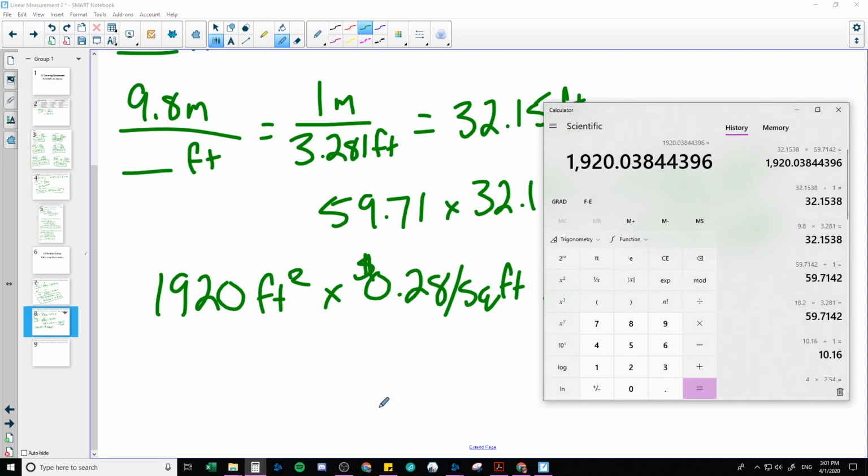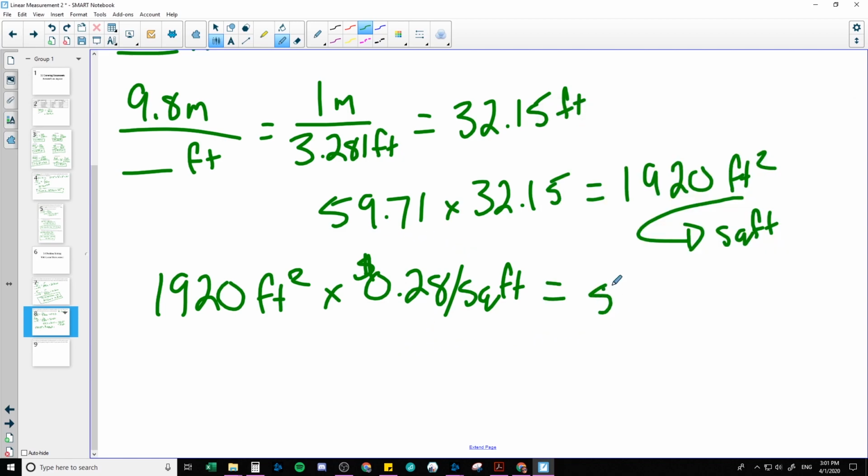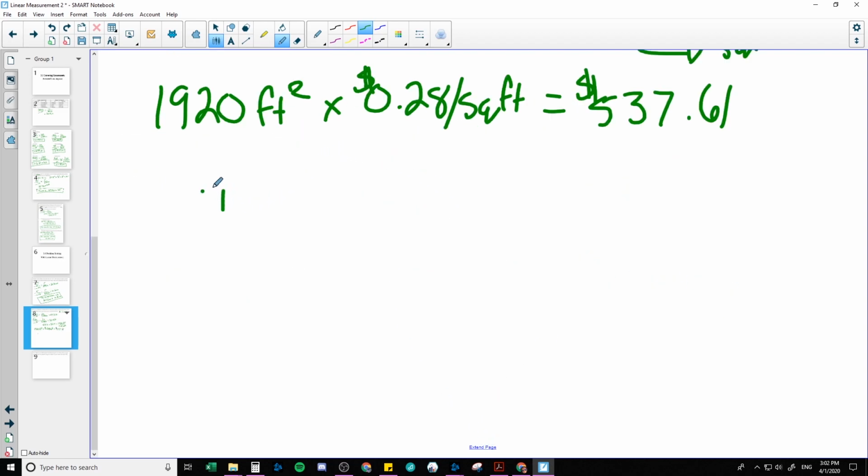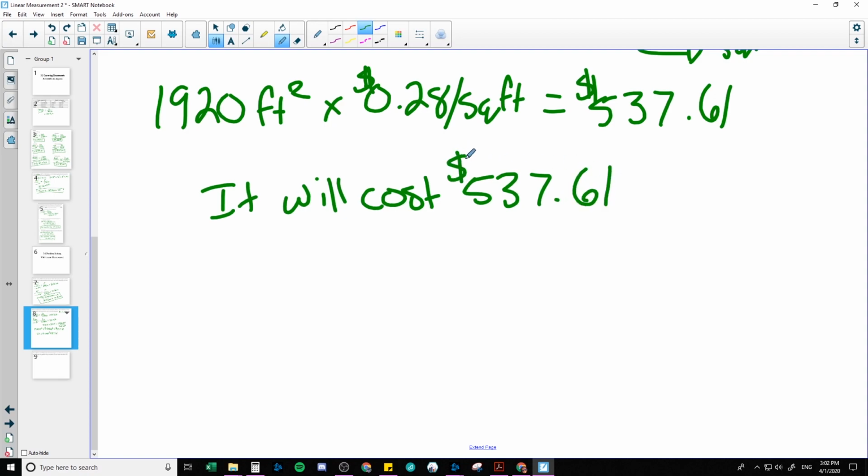So we're going to take this, times it by 28 cents, and we get $537.61. I've already forgotten it. $537.61. So we need to put our answer here. It will cost $537.61 to sod the backyard.